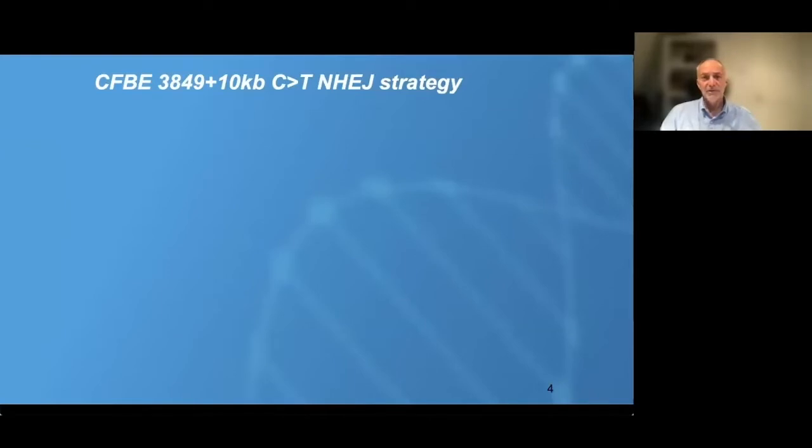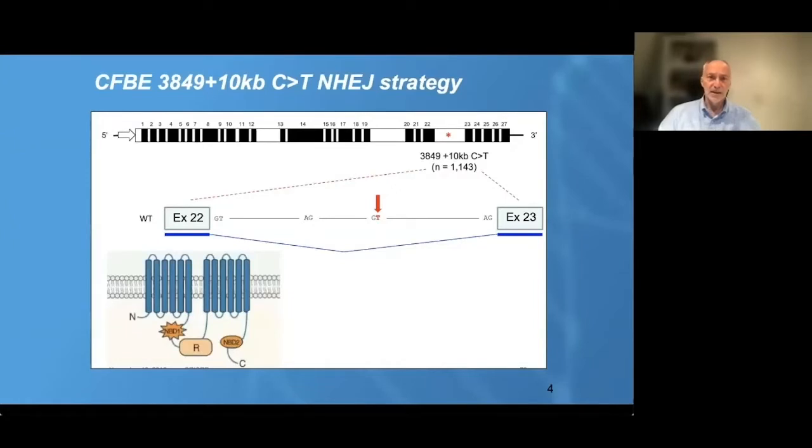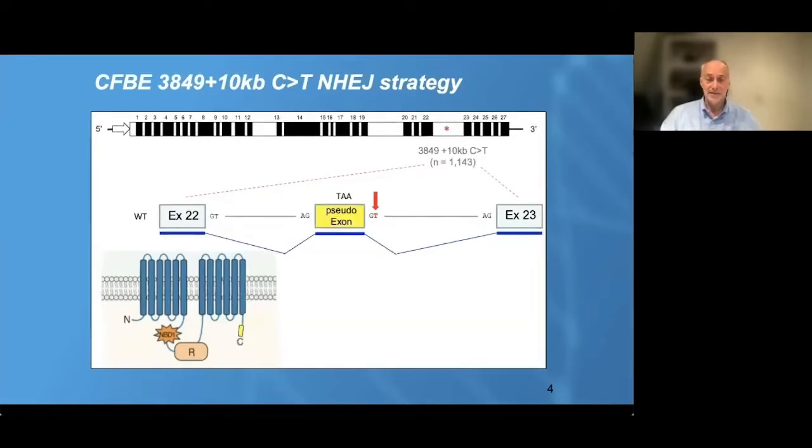So the mutation that we've focused on is the CFTR 3849+10kb C-to-T mutation. And briefly, this C-to-T mutation results in the creation of a new cryptic splice site, the 5' splice site at the end of a new intron. And this results in incorporation of a pseudo exon into the mRNA and production of a protein, but this protein is non-functional.